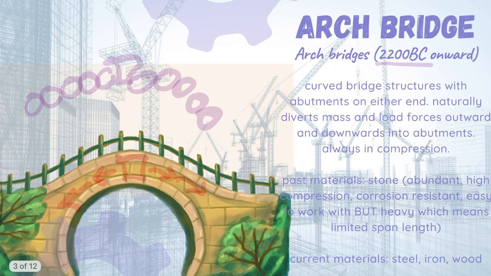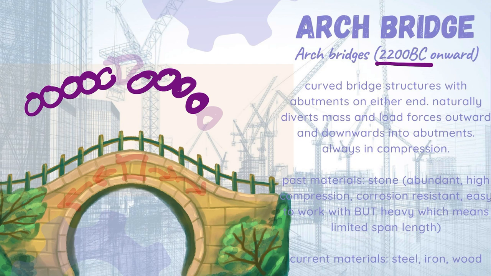So one of the earliest forms of bridges is the arch bridge, which was used from 2000 BC onwards. The earliest forms are found in stone arch bridges. So you see them a lot in ancient Rome. You have a bunch of stones that are laid out like this, and they form an arch shape, and in the middle you have a keystone.